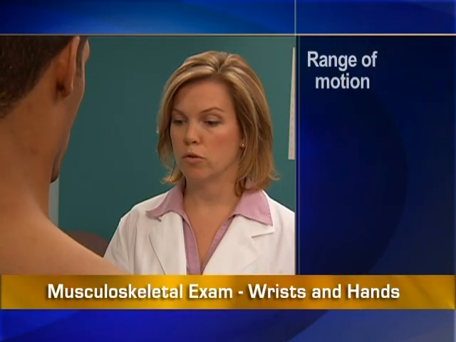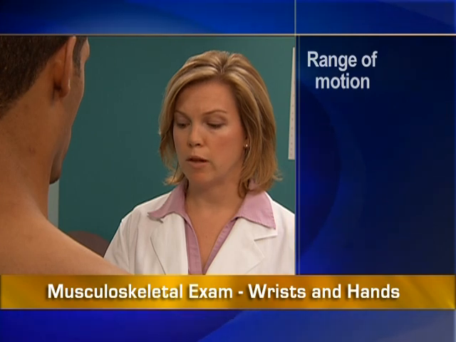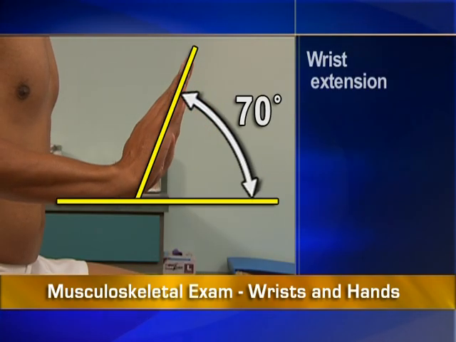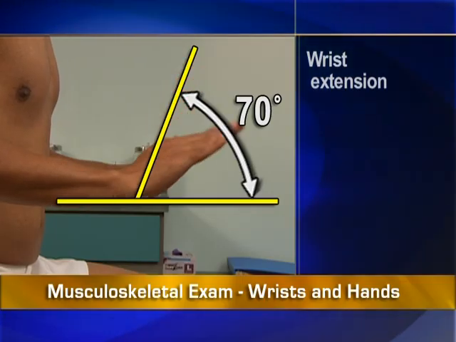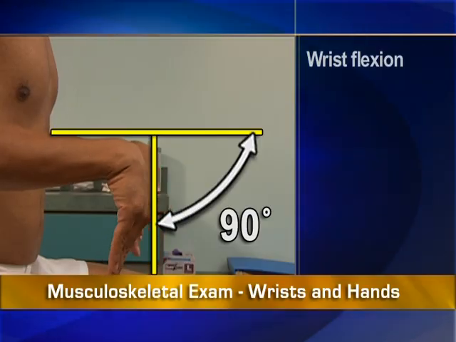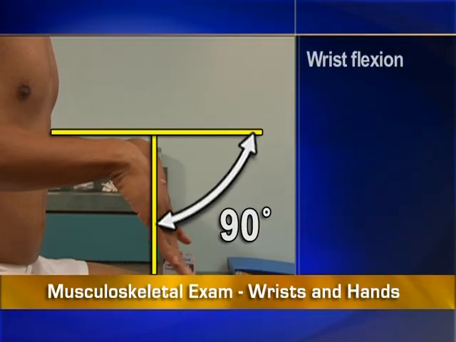Now I'd like you to put your arms at your sides. Next, test range of motion by asking the person to follow my movements. Perform wrist and hand movements. You should see wrist extension of 70 degrees. Put your hands out in front of you, fingertips up, flexing your hands upward. Wrist flexion of 90 degrees, hands all the way down, pointing to the floor.